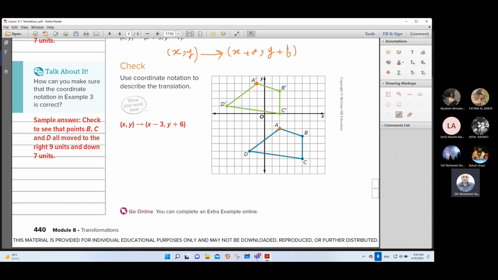What is the location of A? As you see here, 2, negative 2. So we have A at 2, negative 2. And A prime will be, here, 1, 2, 3, 4, negative 1, 4. Negative 1, 4. So this is the value of x here, and this is the value of y here.